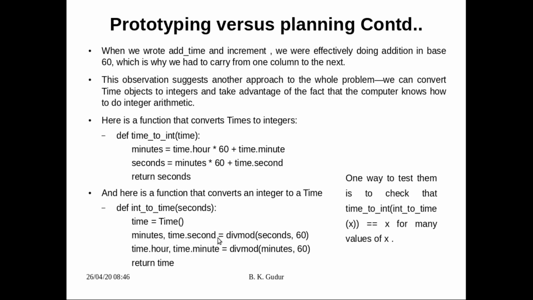Afterwards the same thing applies to the minutes. Here we see how many minutes there are, and we divide those minutes by 60, so that we get the number of hours and the remaining minutes, and later we return this time object. I hope both the functions are clear to you.